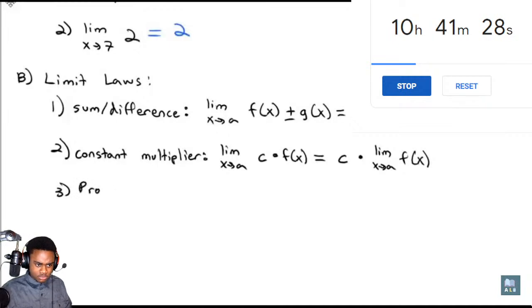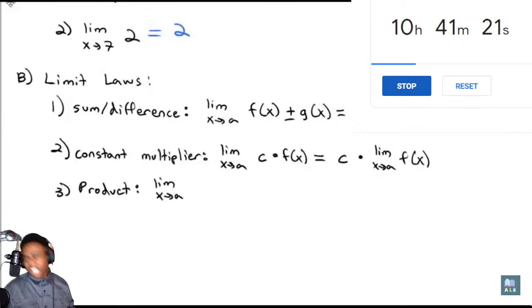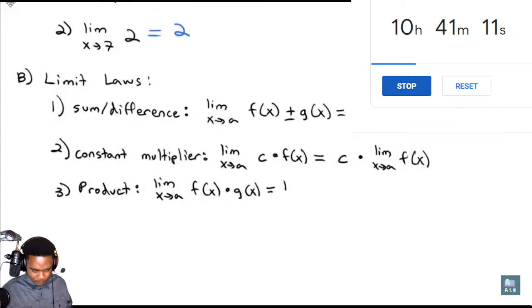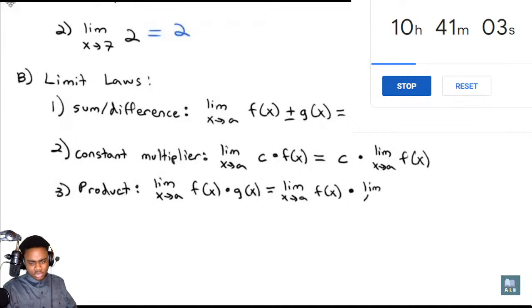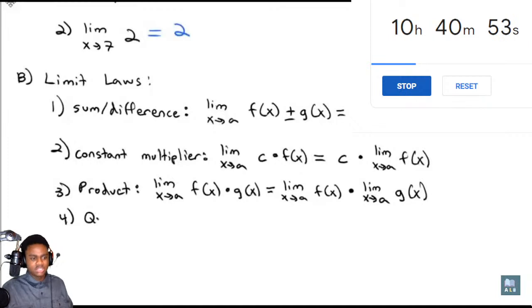We also have the product rule, which says if I want the limit as x approaches a of f of x times g of x, two things multiplied together, we can actually take the limits of the two parts: the limit as x approaches a of the first part, times the limit as x approaches a of the second part, or the g of x. Same idea works for a quotient.